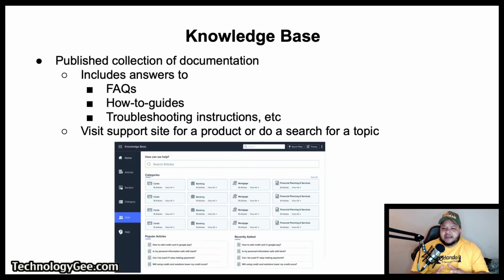Now let's talk about a knowledge base. A knowledge base is a published collection of documentation that typically includes answers to frequently asked questions, how-to guides, and troubleshooting instructions. Its purpose is to make it easy for people to find solutions to their problems without having to ask for help. The easiest way to access a knowledge base and its articles is to visit the support site for a product or just simply do a search on the topic.